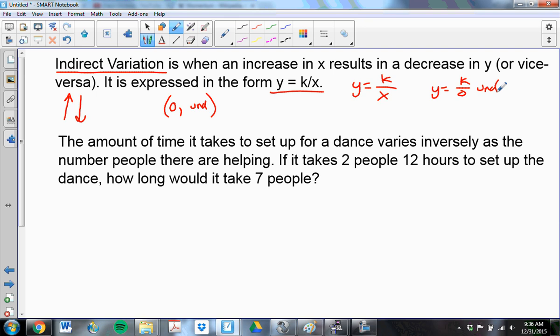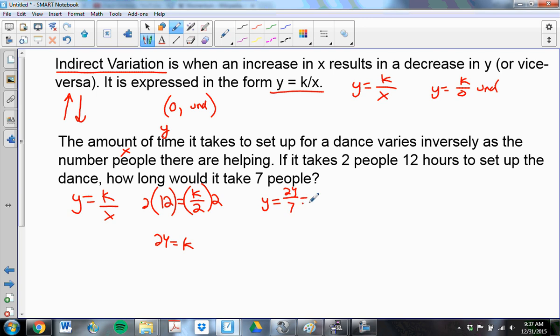If it takes 2 people 12 hours to set up the dance, how long would it take 7 people? We can set up as y equals k over x. Time is y, and people is x. So it takes 12 hours for 2 people, which means that my k value is 24. Multiply both sides by 2. My k value is 24. So now how long would it take with 7 people? Well, the question is, how long would it take? So y is staying y. We don't know how long the time is. How long would it take 7 people?